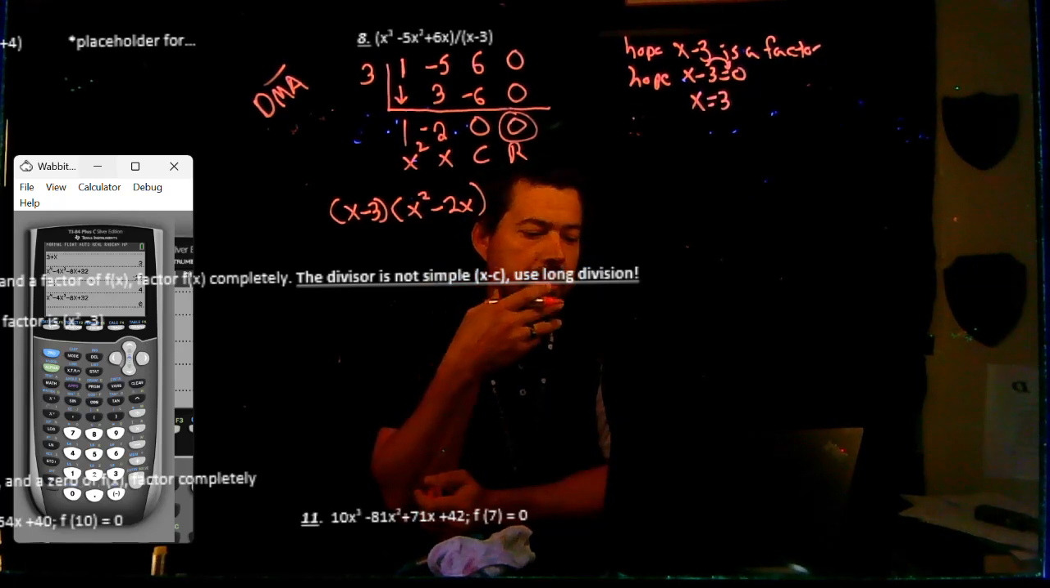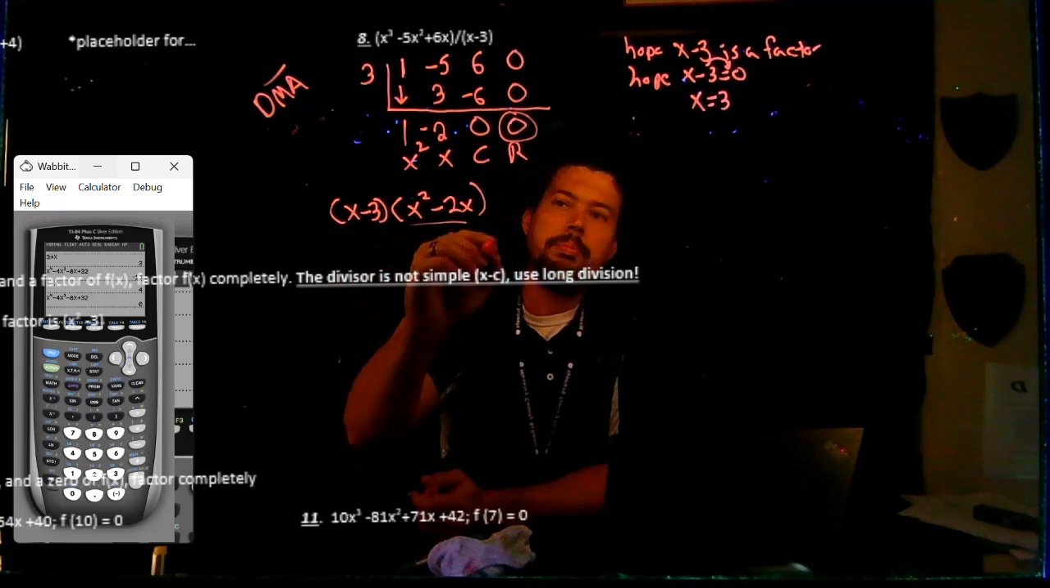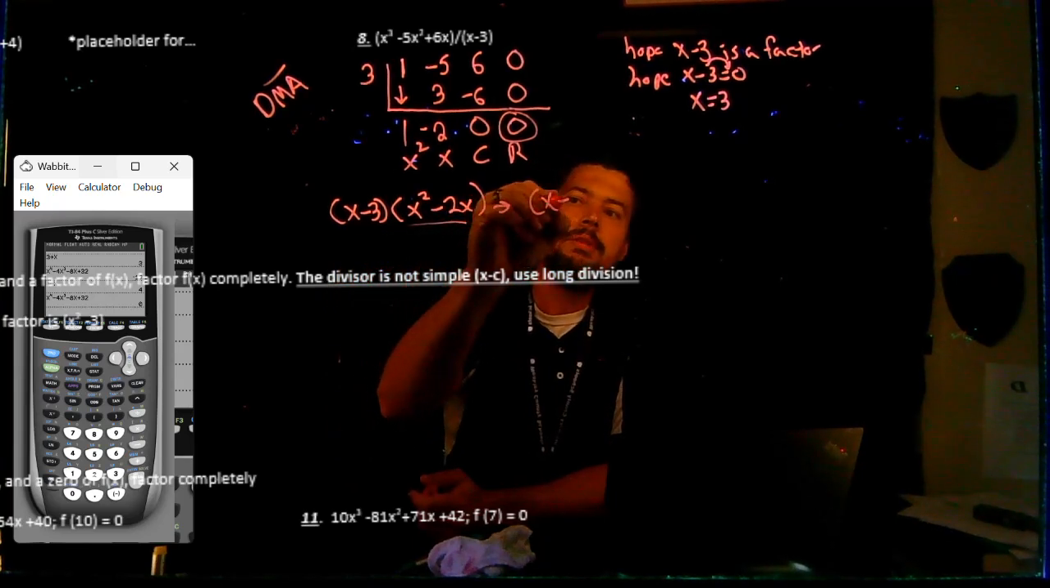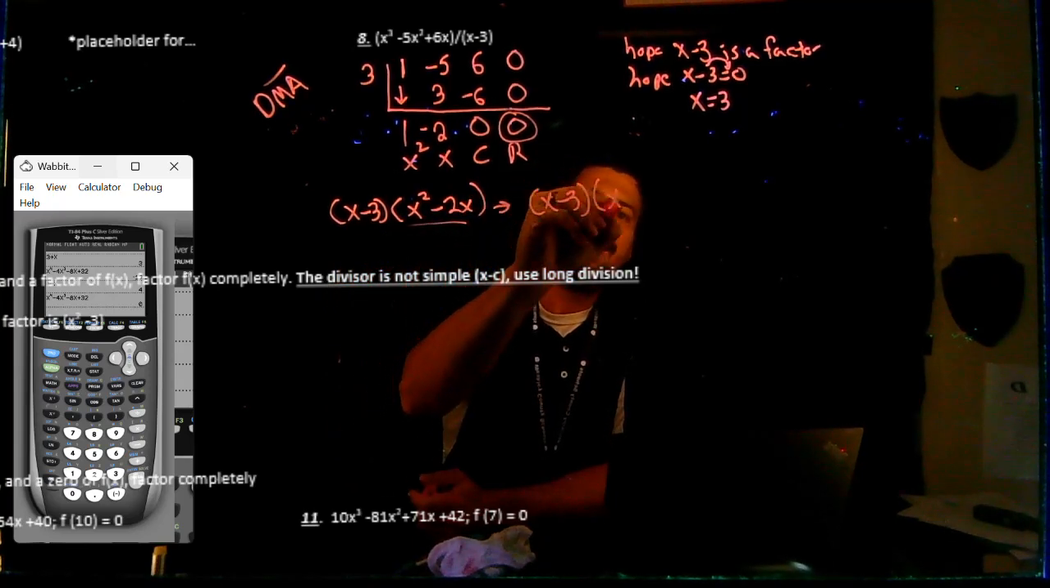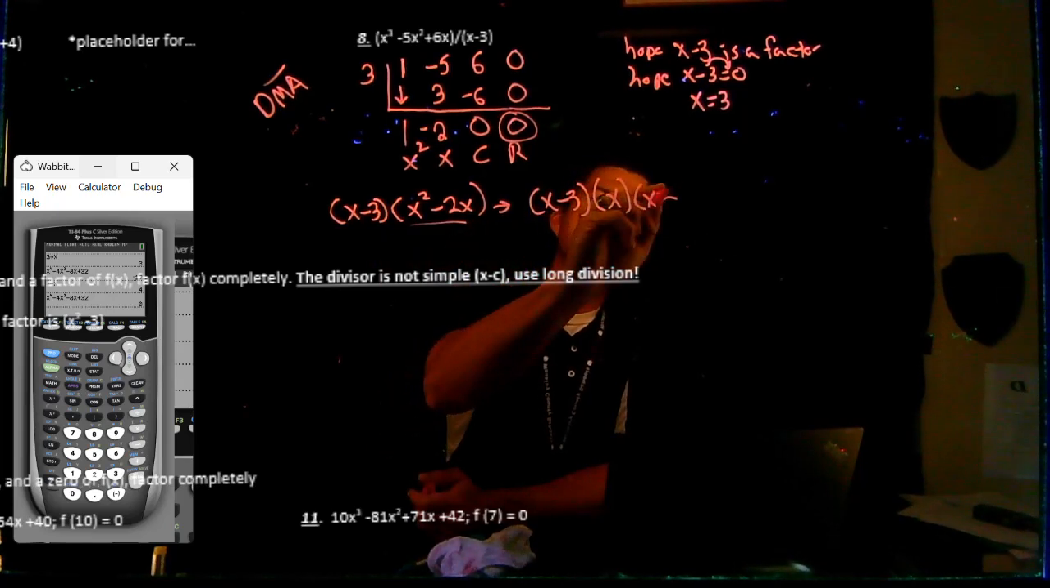That's why it's required. Now, this will still factor. You can pull an x from both pieces. So you've got your x minus 3. If you pull an x from x squared, you have an x left over. If you pull it from minus 2x, you have a minus 2.